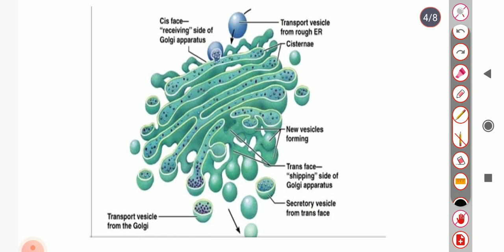In this structure you can see the cisternae. Here these are the rod-like structures, and they contain many fibers, and you can see this structure. Inside the cisternae cytoplasmic fluids are present. You see the dotted structure, cytoplasmic fluid. These are the numbers of cisternae present in the Golgi apparatus.